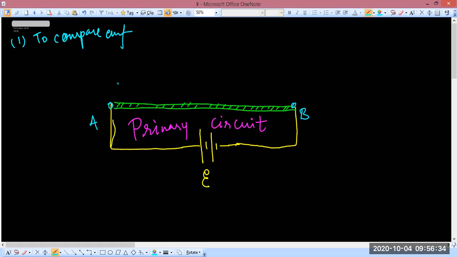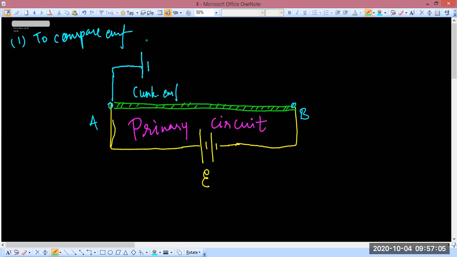Listen to this very carefully. With the point A, in this method it is compulsory to connect on this side. If you do it the other way round, you will have to change the derivation. So please follow what I'm saying. With this point A, you take a wire out, and here you connect a cell with unknown EMF.